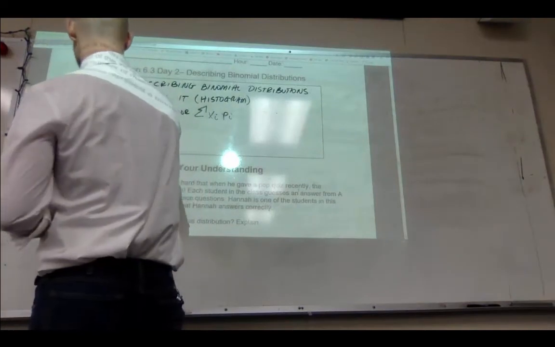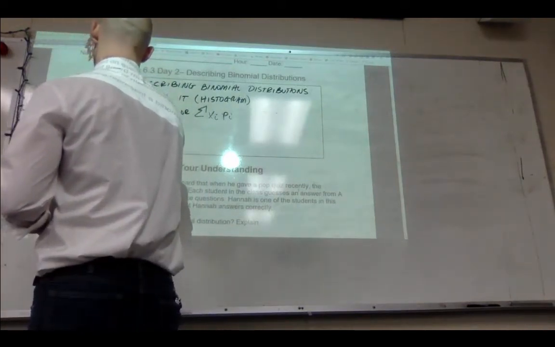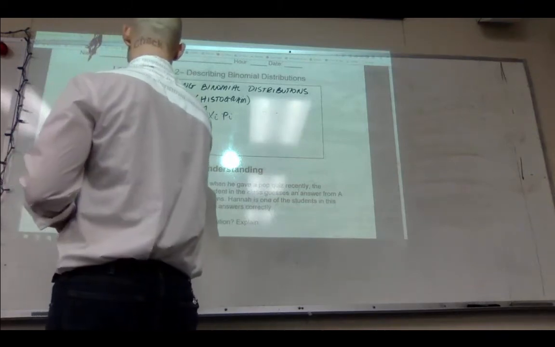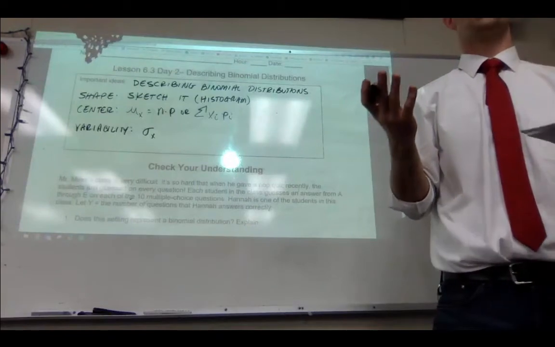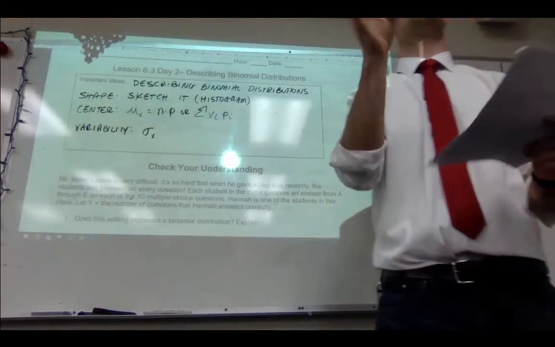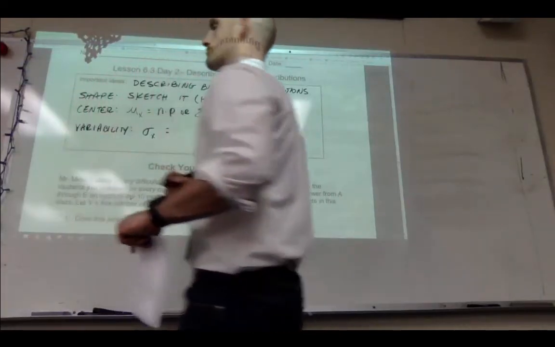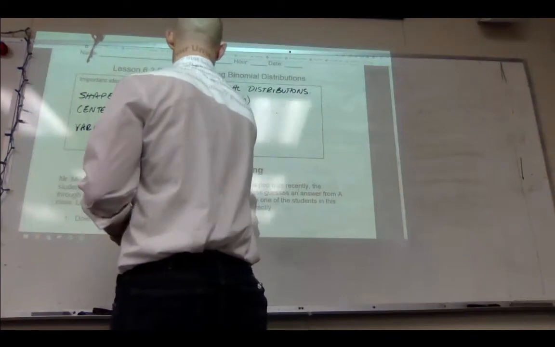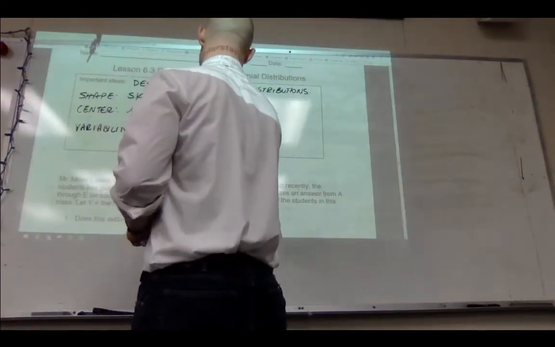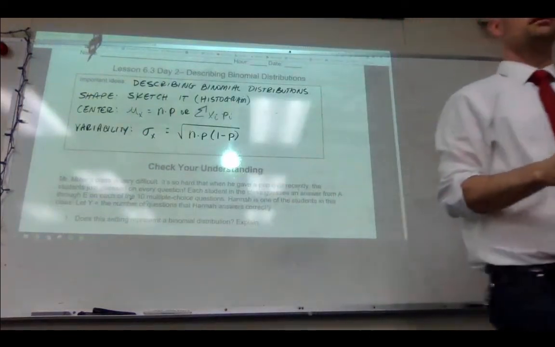So then our variability, what are we using as our measure of variability here? We're using standard deviation. We now have a formula for standard deviation. Well, we have a couple formulas, right? Let's use the simple one, because the previous section we had the longer one. What's the formula for standard deviation that we're using now? The square root of n times p times 1 minus p.